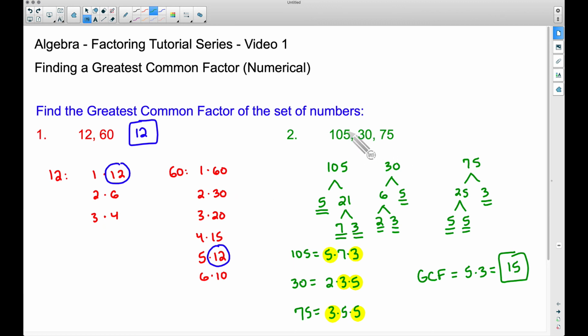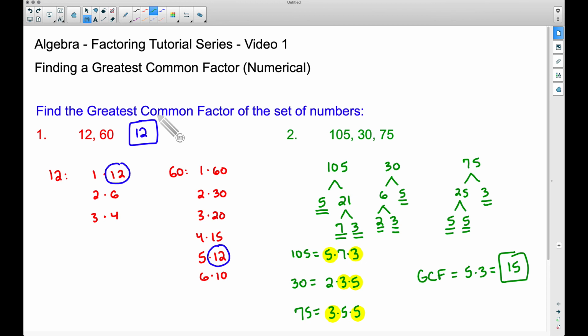If you were to write down the factors of 105 like we did earlier, and 30, and 75, you would see that 15 is the greatest one. It's the greatest one they have in common, and that's why we call it the greatest common factor.